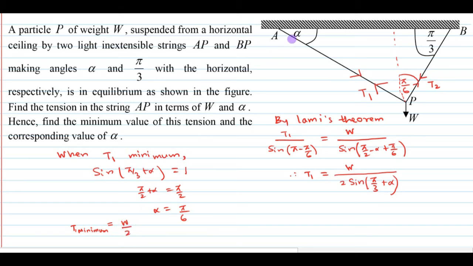Let's consider the marks. First, 10 marks for this equation and another 5 marks for T1, 5 marks for all the forces T1 and T2, and 5 marks for alpha. Question number 8.